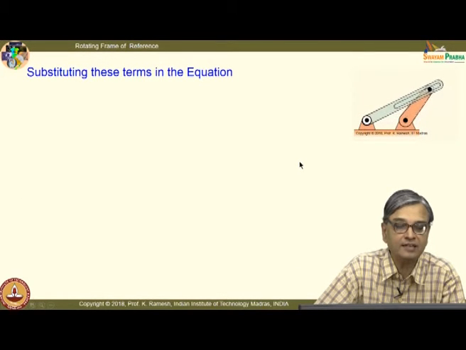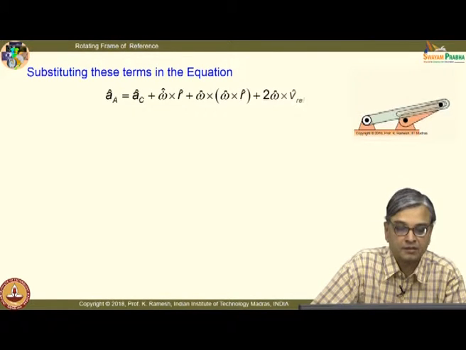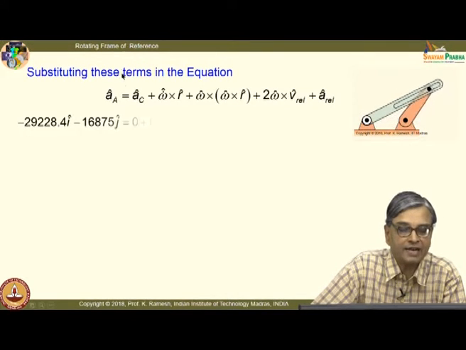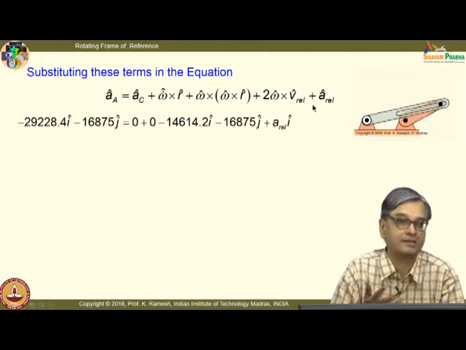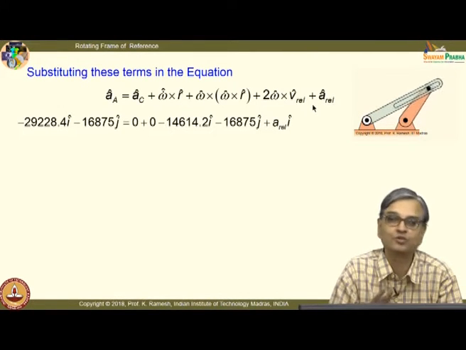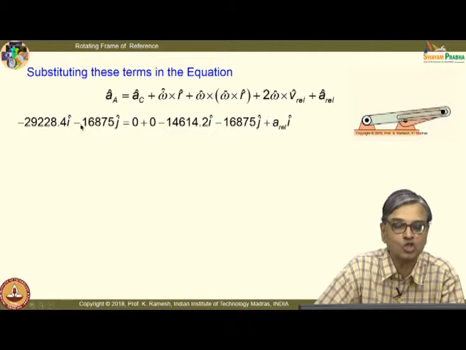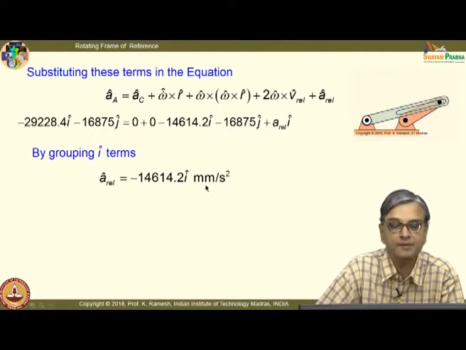So, substituting these terms in the equation, it is child's play to solve it. I keep writing this because you have to keep looking at this and you should remember it. See, while learning a subject like this, certain things you have to remember, there is no choice, and if you keep writing it several times, you are in a position to remember that, and it is fairly easy to solve this, and I get this A rel as minus 14614.2 i millimeter per second square.